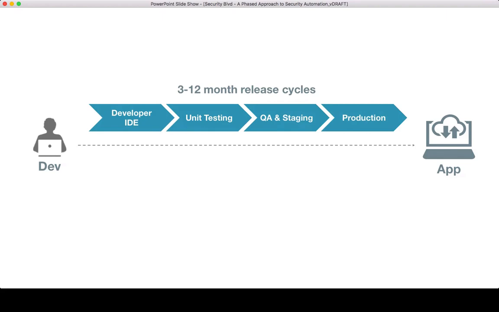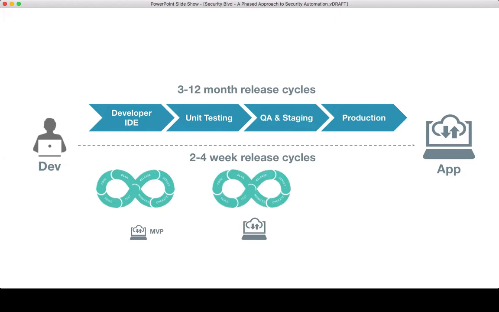So we're going from a waterfall model where you're releasing once a year, or once every 3 to 6 months, using a serialized process of dev, test, functional test, QA, staging, and then production, to now you're going 2 to 4 weeks. You're using an agile methodology to build an MVP, a minimum viable product, and then quickly getting feedback and iterating it over time.